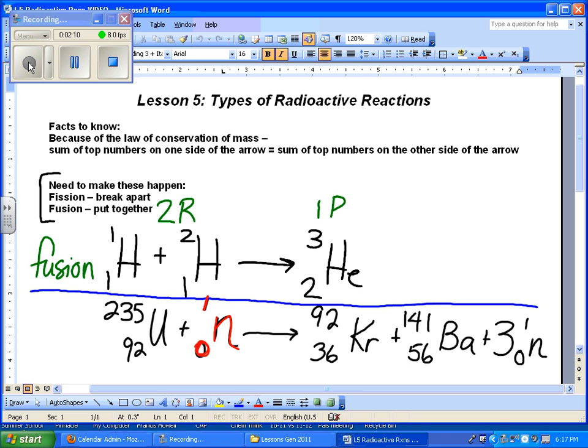That's how it gets this type of reaction going. So on the reactant side, I have 1 reactant. And if you look over here, I have 2 products plus some more neutrons. This just means I have 3 neutrons. Okay? In this reaction, I take 1 big atom and I break it into 2. This is called fission.